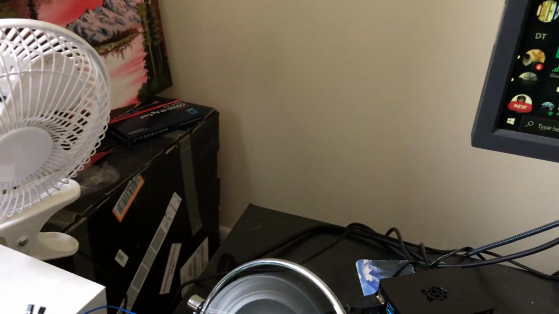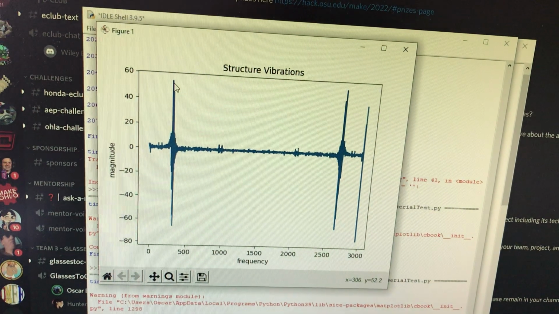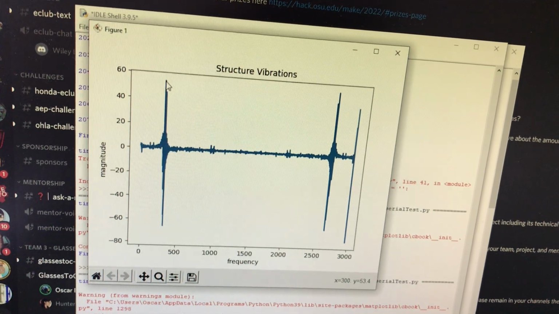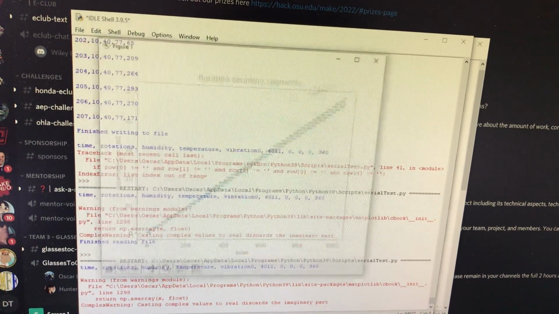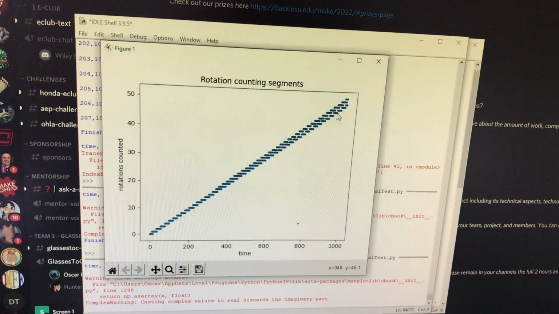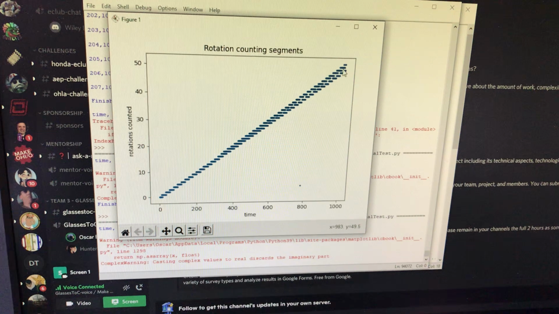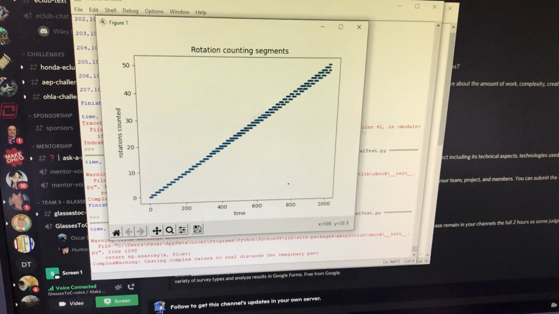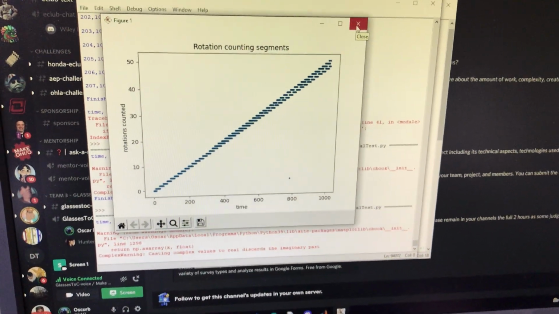So I can read in all of that data, and it plots these sets of graphs. Right here we have our Fourier transform, where we can see the structure vibrations. We can see here that we have harmonics right around 300 Hertz as it currently stands. And then if I close this, it brings up the next set of graphs where you can see how the device is counting the number of rotations as it's going along, and you can see any variations in the slope of this graph to determine where some issues you might have to look at might be.